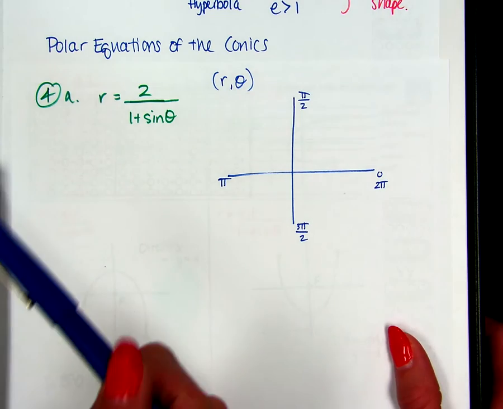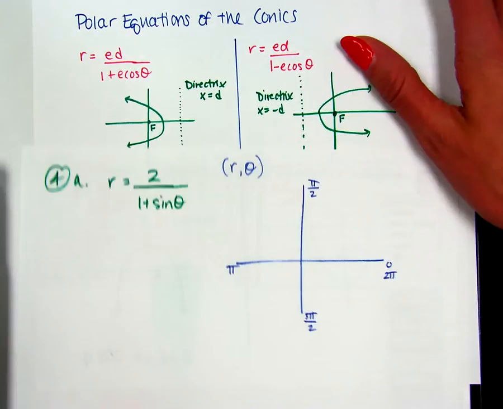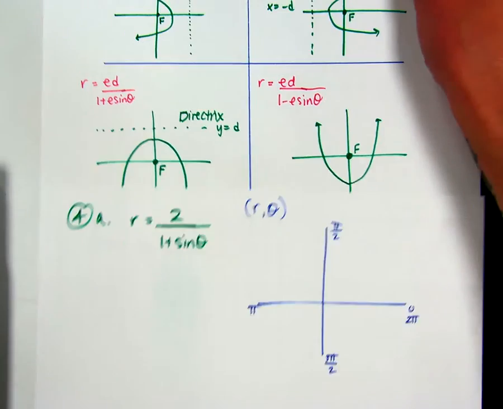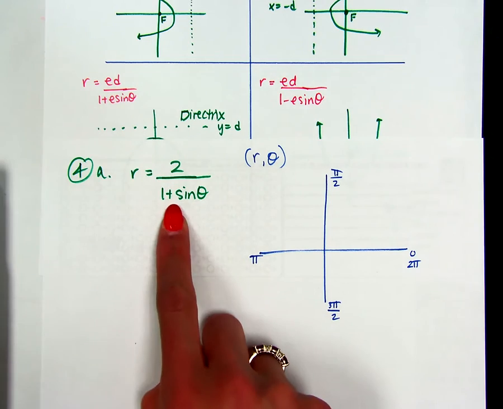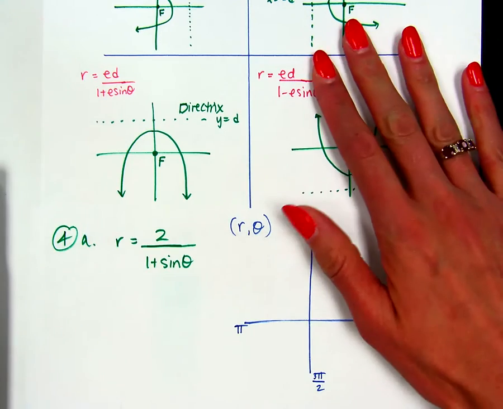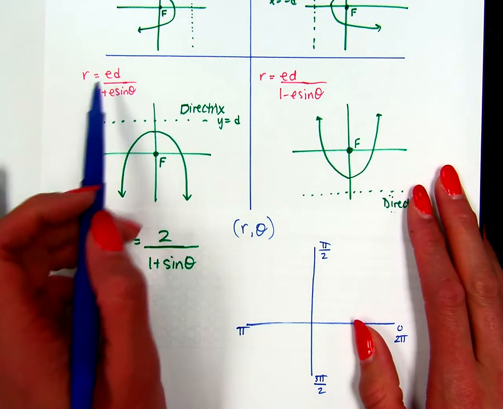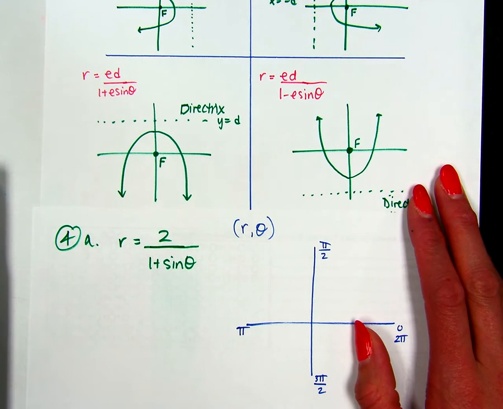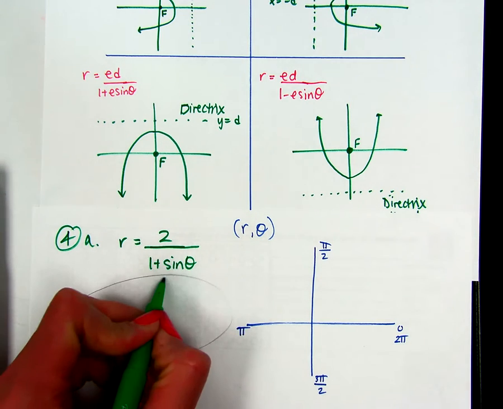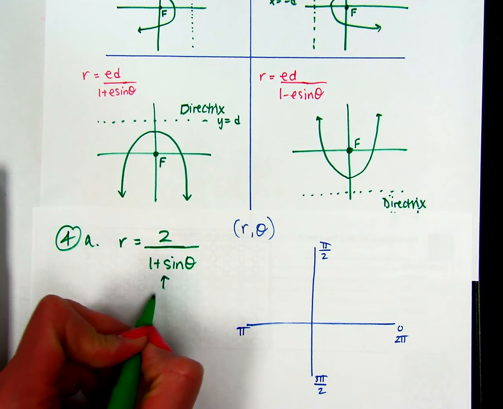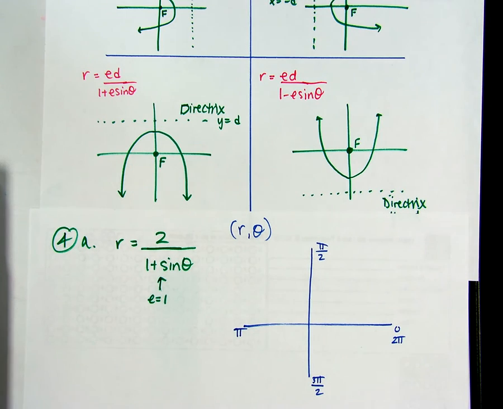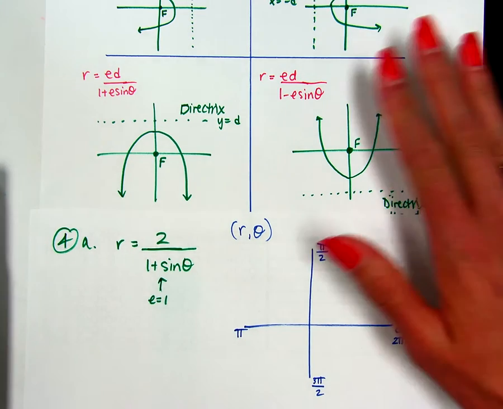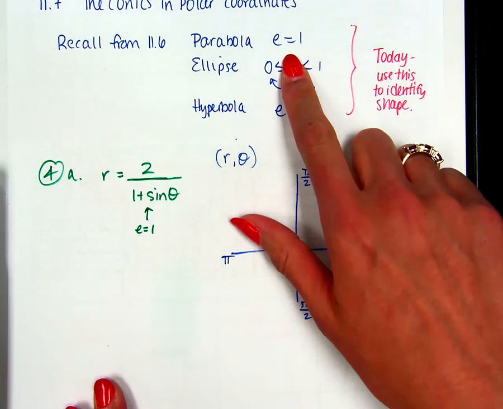All right, so first thing is, in our equation, we need to match up which one it is. So it's not the cosine ones. And since it has a plus, then it must be this one. So this is going to tell us that our E is the coefficient of sine. Now, since there is no coefficient here, E is equal to 1. All right, so since E is equal to 1, we know for sure it's a parabola.